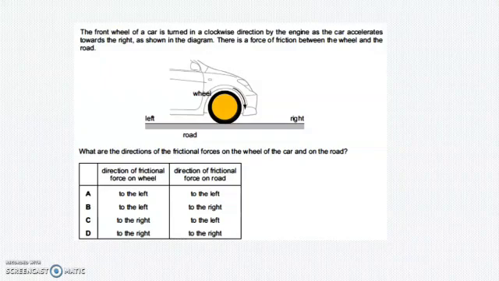The front wheel of a car is turned in a clockwise direction by the engine as the car accelerates towards the right, as shown in the diagram. There is a force of friction between the wheel and the road. What is the direction of the friction force on the wheel of the car and on the road? Options are A, to the left, to the left, B, to the left, to the right, C, to the right, to the left, and D, to the right, to the right. The correct option is C, to the right, to the left.